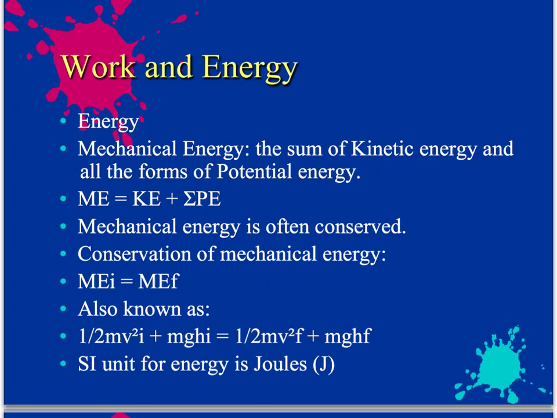Alright, now we're going to start talking about mechanical energy. This is the sum of kinetic energy and all forms of potential energy together. So mechanical energy is your kinetic energy plus all the different forms of potential energy added together. Mechanical energy is often what we call conserved. That means whatever energy you start with will equal the energy you end with. And basically ME initial, the initial mechanical energy, will equal your final mechanical energy.